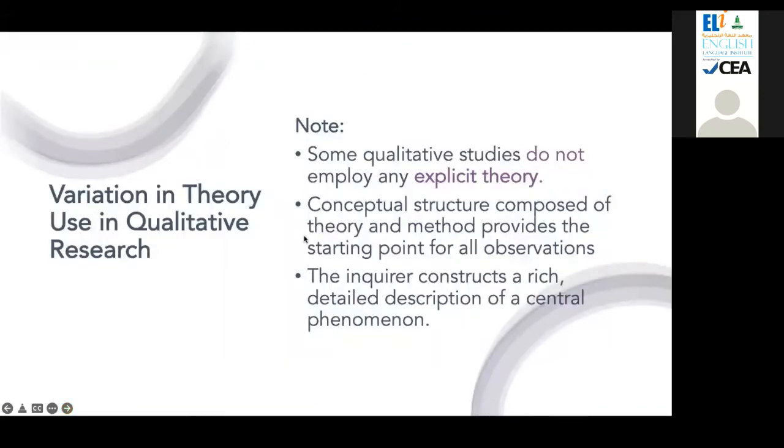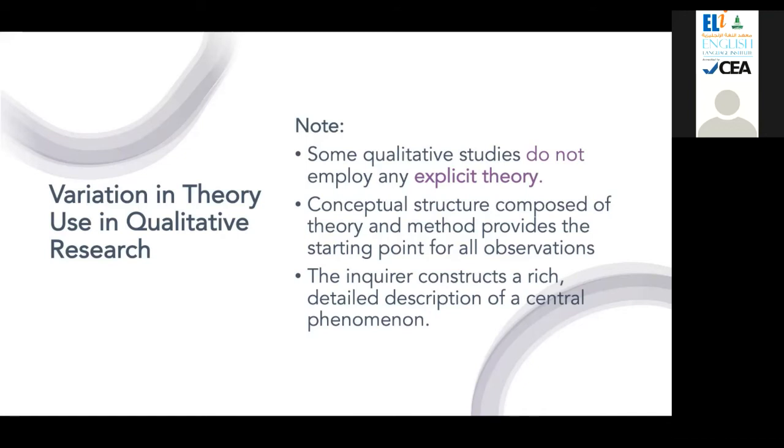Now, a very important point here is that sometimes graduate students read and then start to see that there is no specific theory here, or there is no explicit mention of theories. That is okay. Sometimes in some qualitative studies, they do not employ an explicit theory, but rather rely a lot on the conceptual structure, or in other words, the subjective view of the researcher in how the researcher sees the methods, how the researcher sees the observations, and how they interact with each other.